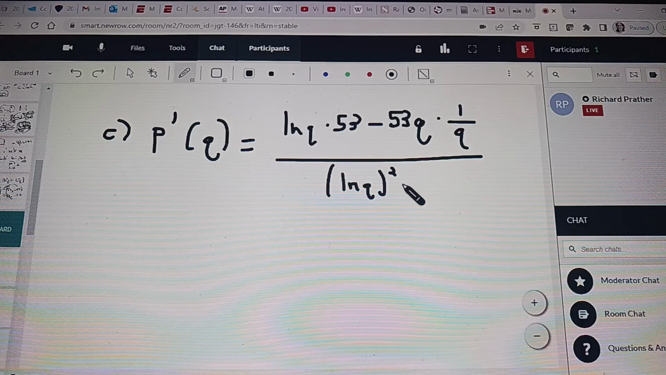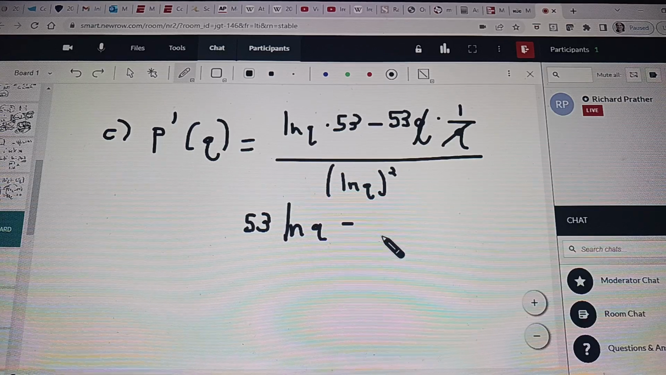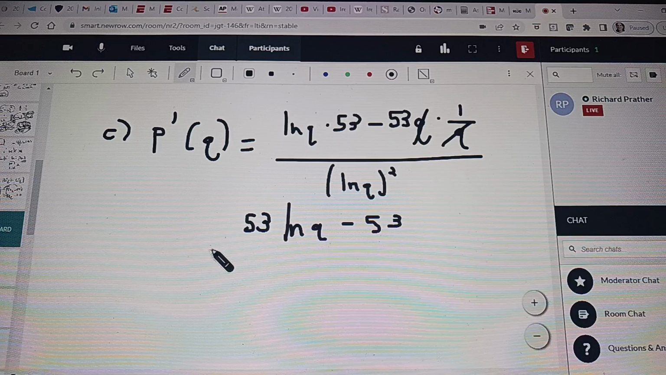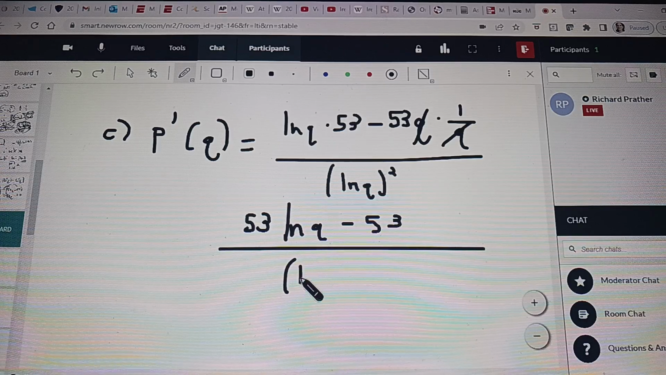And then again, it could be an issue, although not so much here. I was going to say it could be an issue to have fractions inside of fractions, but they took one earlier that was okay. Plus here, it won't be an issue because this q can cancel that one. So ln q, I'm going to put the 53 in front of that, so it's clearly not part of the log. And then this part's just 53. And then I've got ln of q squared in the denominator.